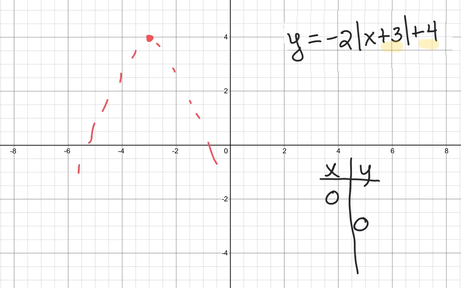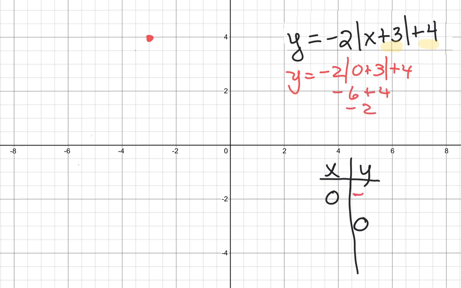So we're going to go through that same method, plugging in zeros and finding our intercepts. If I plug in 0 for x, I get y equals negative 2 times the absolute value of 0 plus 3, plus 4. That's negative 2 times 3, which is negative 6, plus 4 would be negative 2. So when x is 0, y is negative 2. That's right here. And again, I should have kind of a mirror image point on the other side. 1, 2, 3 units away, 1, 2, 3 units away. There should be another point here.